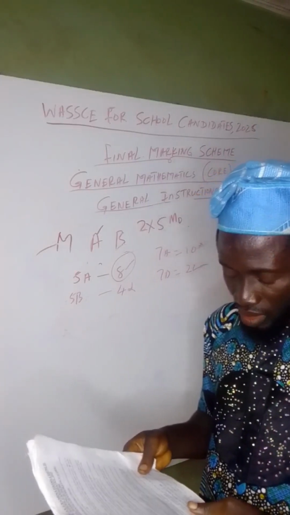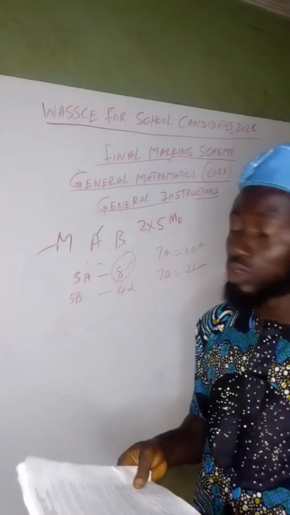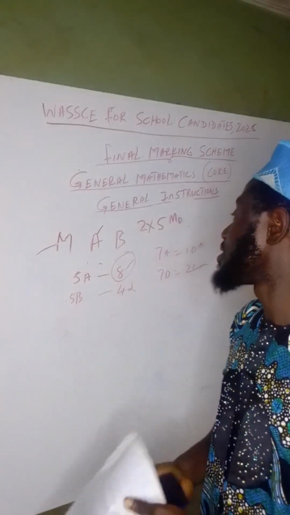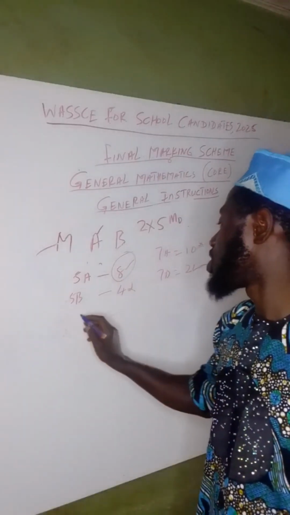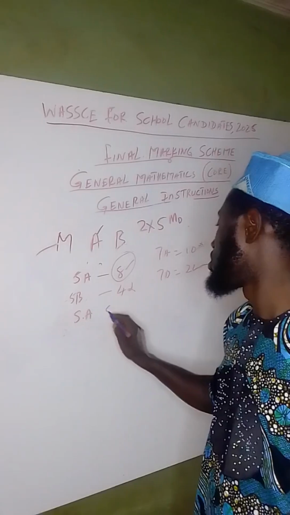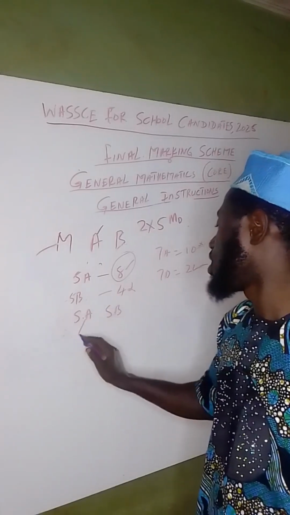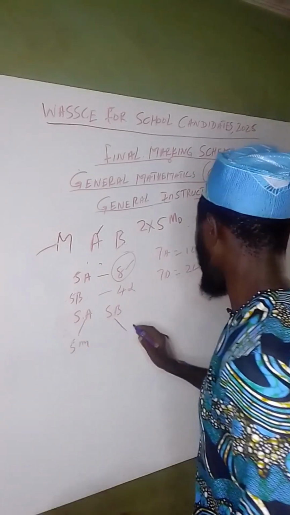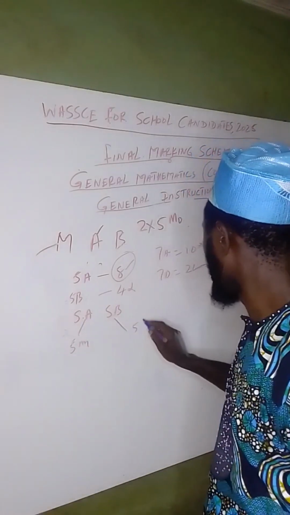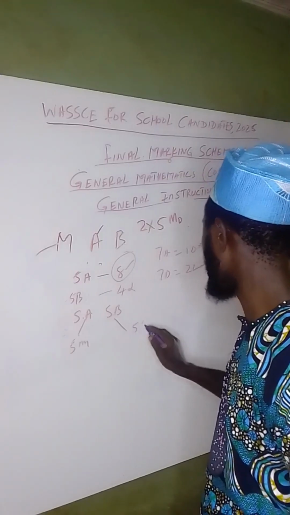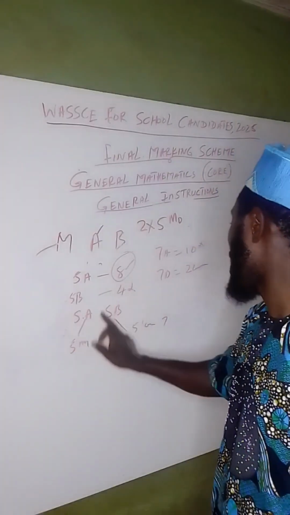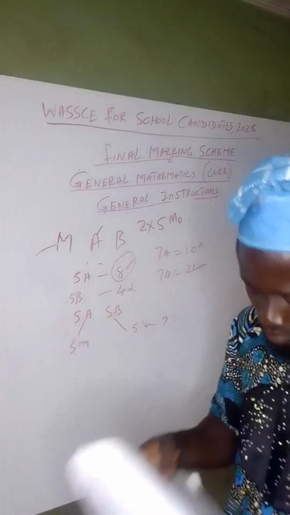Instruction 10. This can only happen in the second section, because in mathematics we have 2 sections, section A and section B. Section A is compulsory, and section B is 5 questions out of 7. So the composite can only happen in section B.